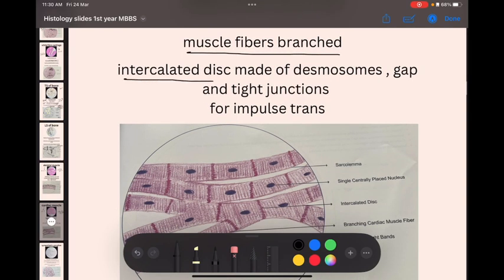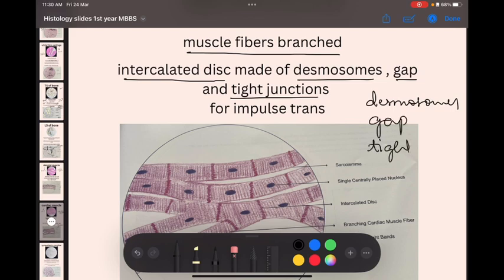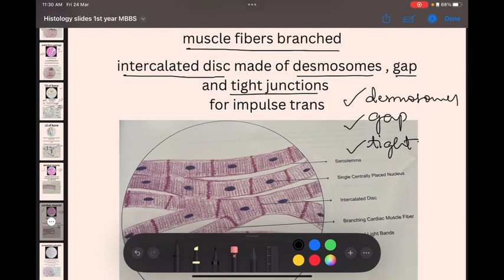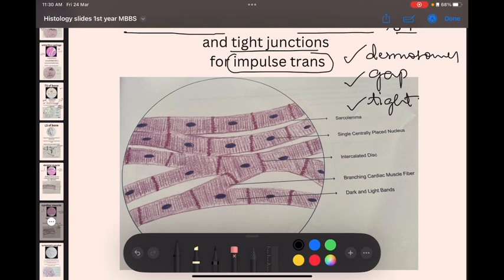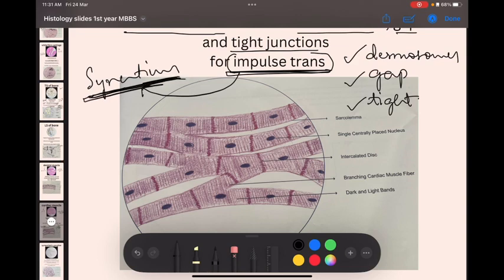Intercalated discs are seen and are made up of desmosomes, gap junctions and tight junctions. Three types of junctions are there: desmosomes, gap junctions, tight junctions, for impulse transmission. Remember the function, transmission of impulse. So thus it acts like a syncytium. The special feature of cardiac muscle.